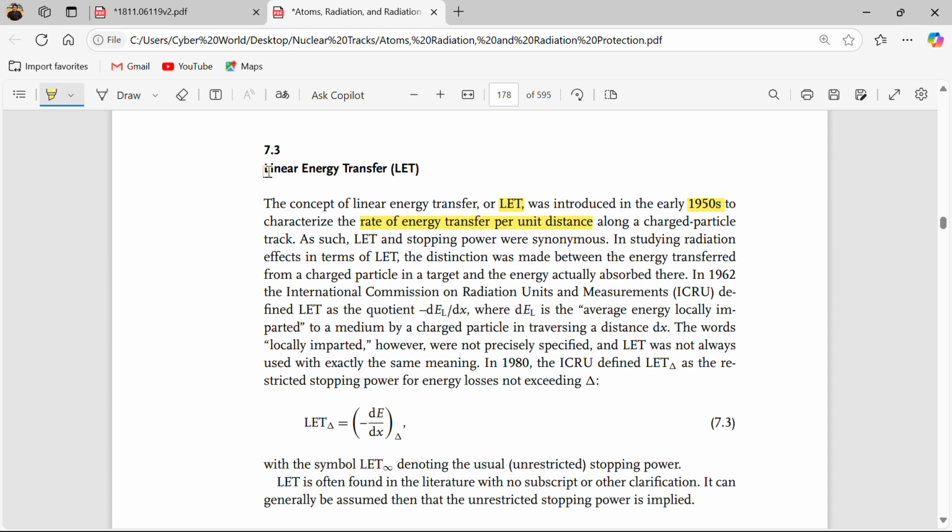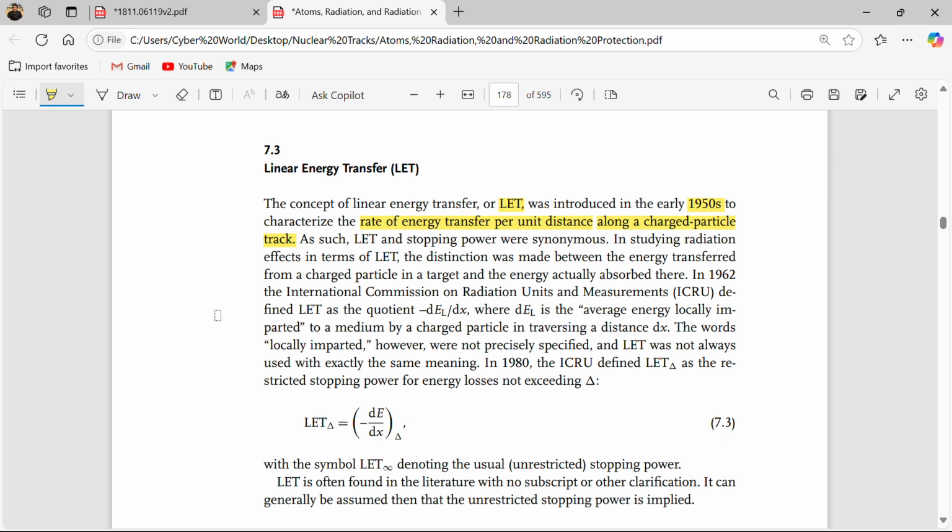In this, again, the parameter is linear. If there is no linear parameter, then there is no LET. So as far as LET is concerned, it is only the rate of energy transfer per unit distance along a linear path, you can say along a charged particle track. LET, like stopping power, was synonymous in studies of radiation effects. In terms of LET, the distinction was made between the energy transfer from a charged particle in a target and the energy actually absorbed there.